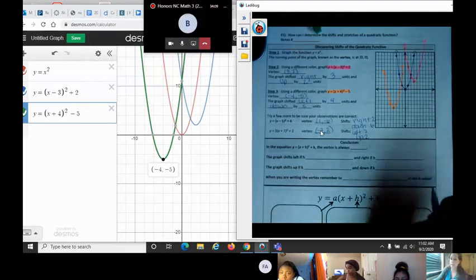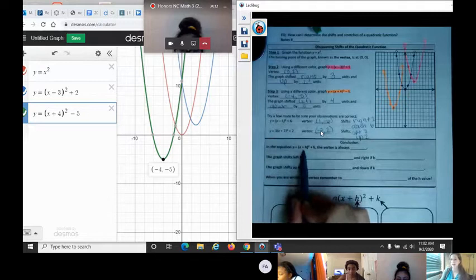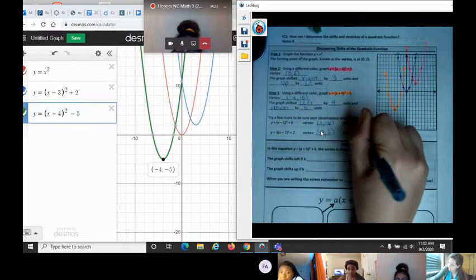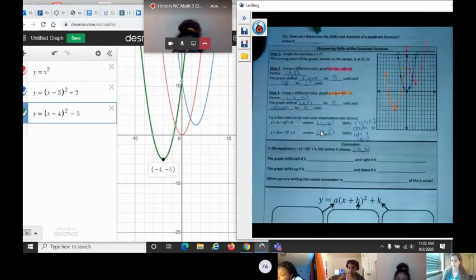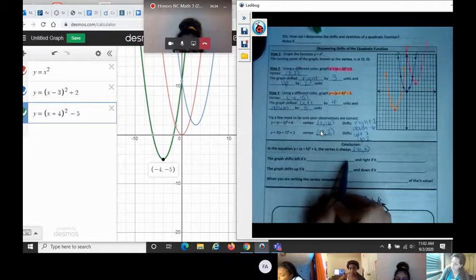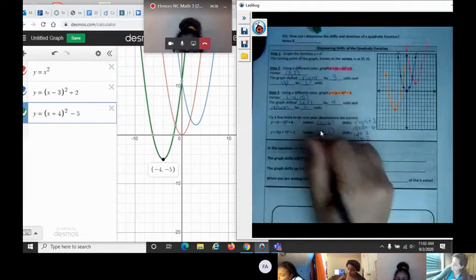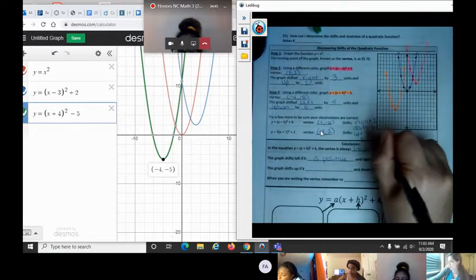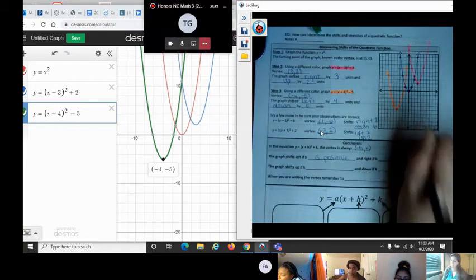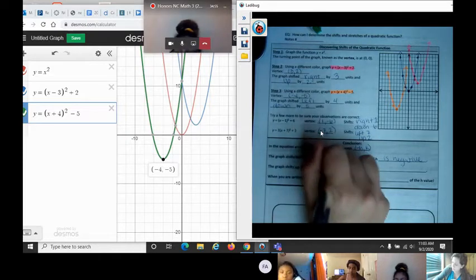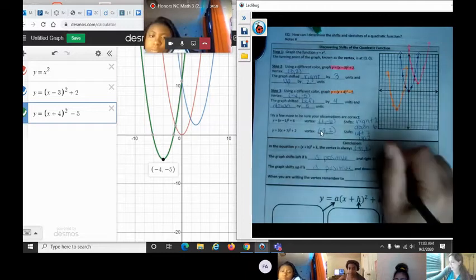Okay, so our conclusion here: if we generalize this, so we put variables in instead of numbers, we use h and k instead of the numbers that we were switching out here, the vertex is always going to be -h, k. And the graph is going to shift left if h is positive, right if h is negative, up if k is positive, and down if k is negative.